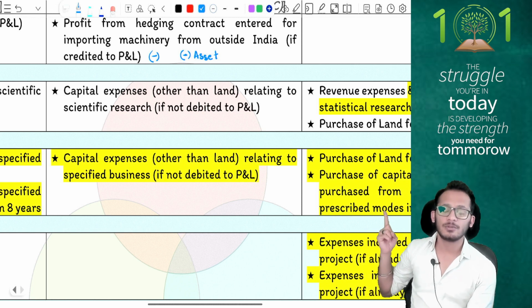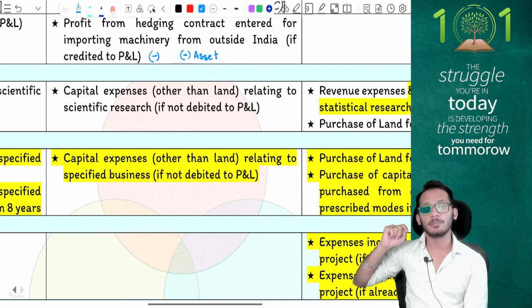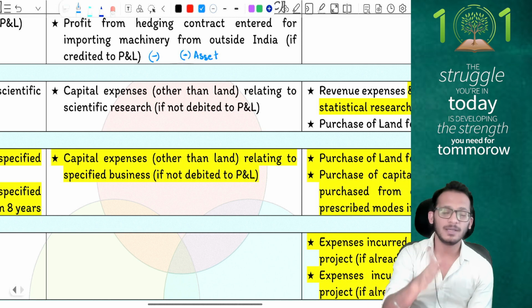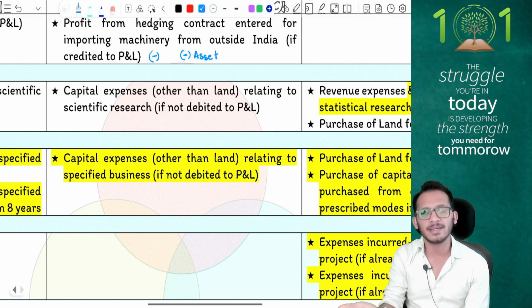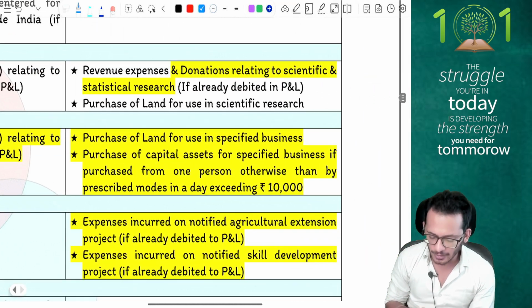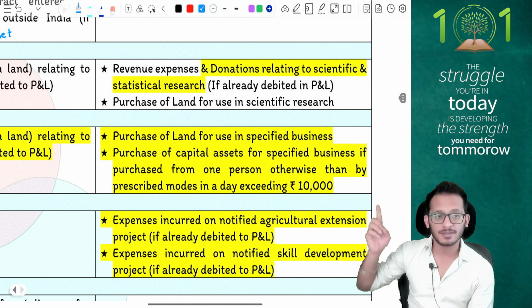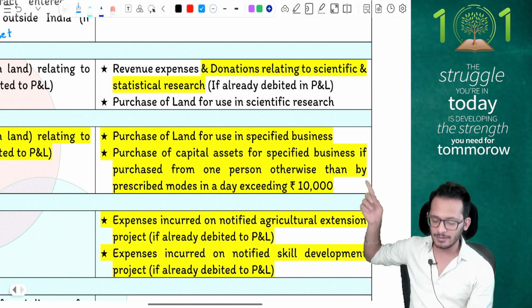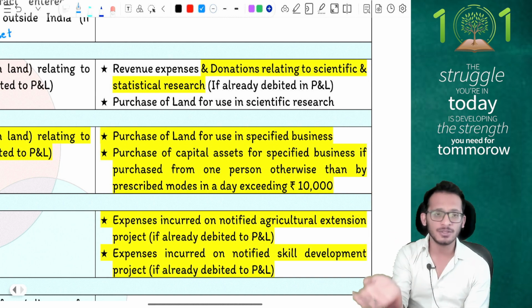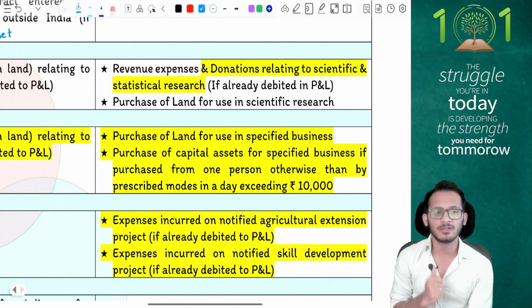Notice carefully that this is only claimable as a deduction if it is not debited to P&L account. If you get a question in the exam which says it is already debited to P&L account, please ignore the adjustment, because it is already there in P&L. Tax also permits you to have it. Items which need not be taken into consideration are any kind of revenue expenses and donations relating to scientific research and statistical research, because it is allowed as a deduction and is already part of P&L, therefore no further treatment is to be made.